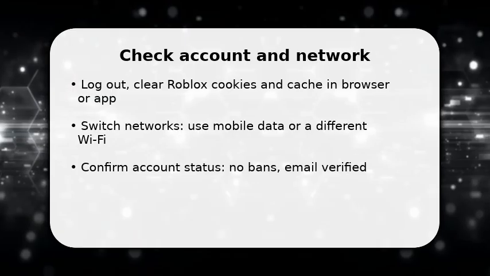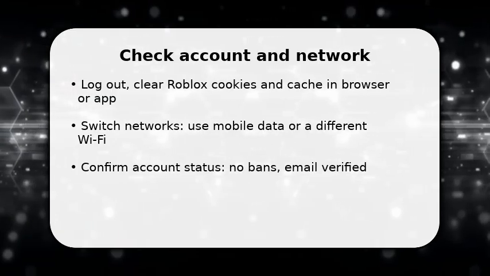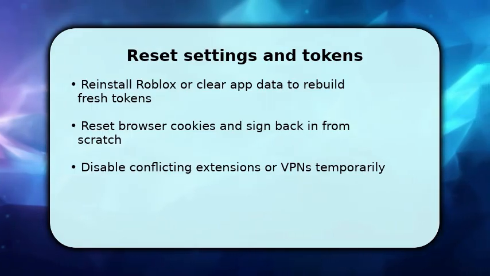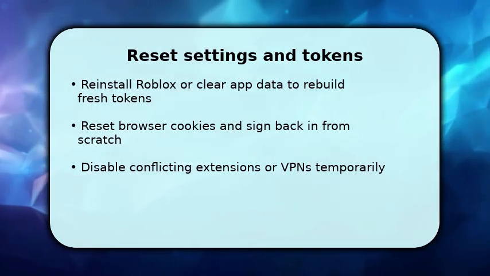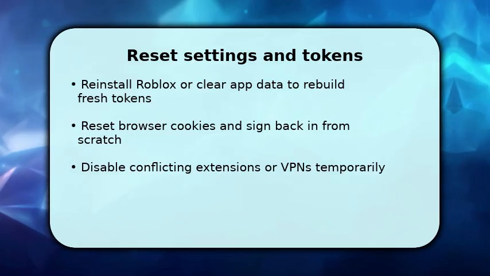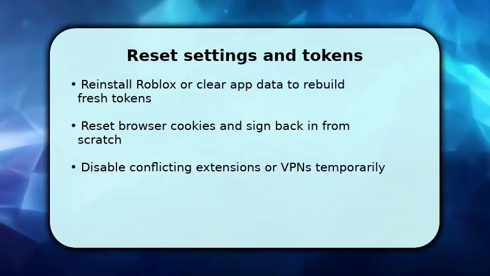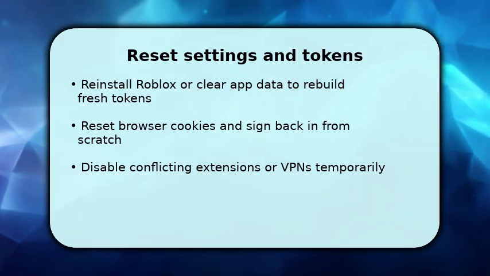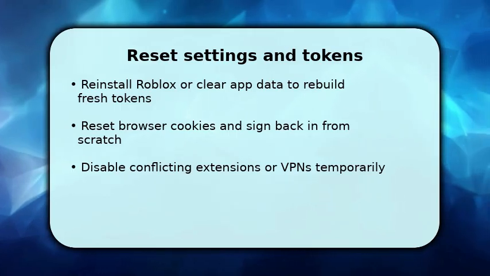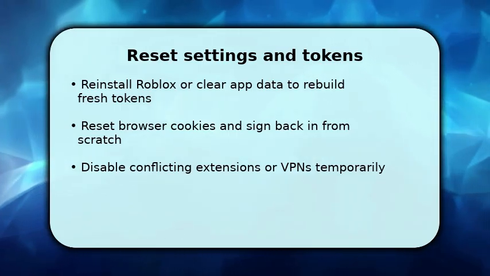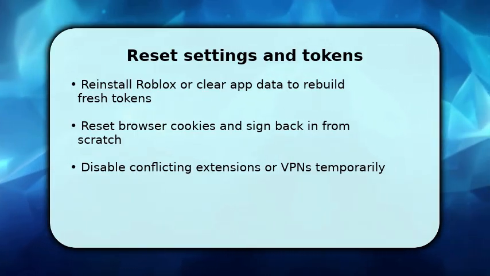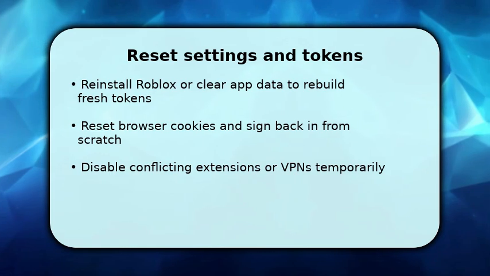Now you tackle the middle, more detailed fixes. Reinstall the Roblox app or clear app data to force creation of new authentication tokens because corrupted local storage yields 400 errors. Next, reset browser cookies and sign back in to refresh session headers. Disable any VPN, proxy, or browser extensions that modify requests. These change headers and payloads and can produce malformed requests. By rebuilding tokens and removing intermediaries, you eliminate corrupted clients.